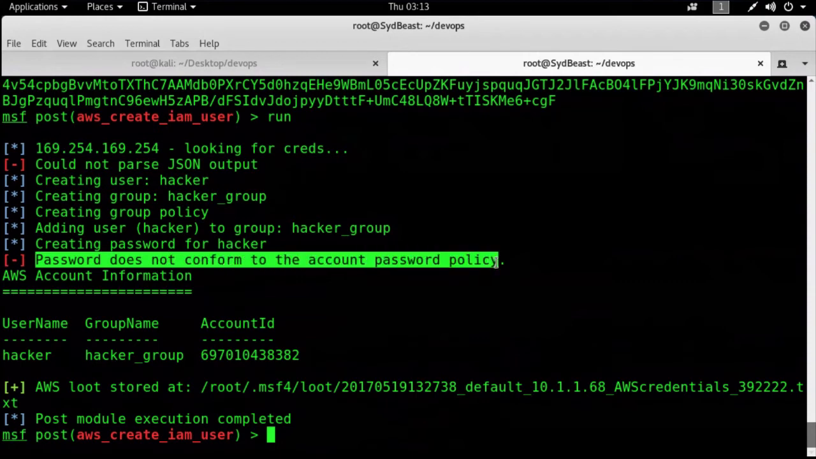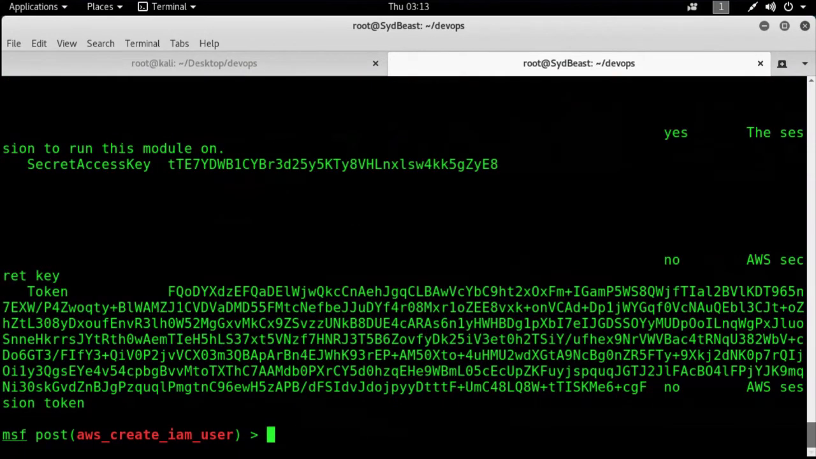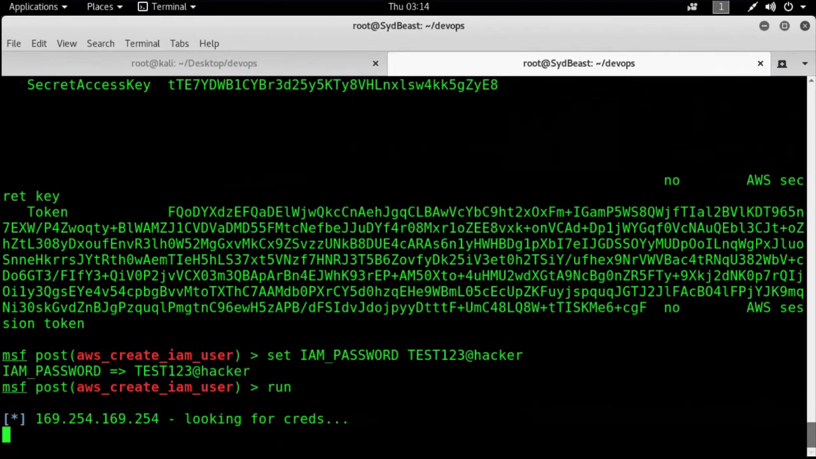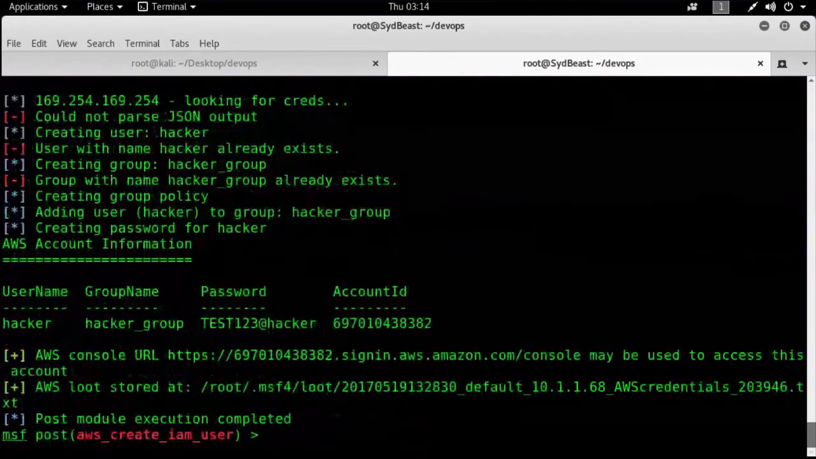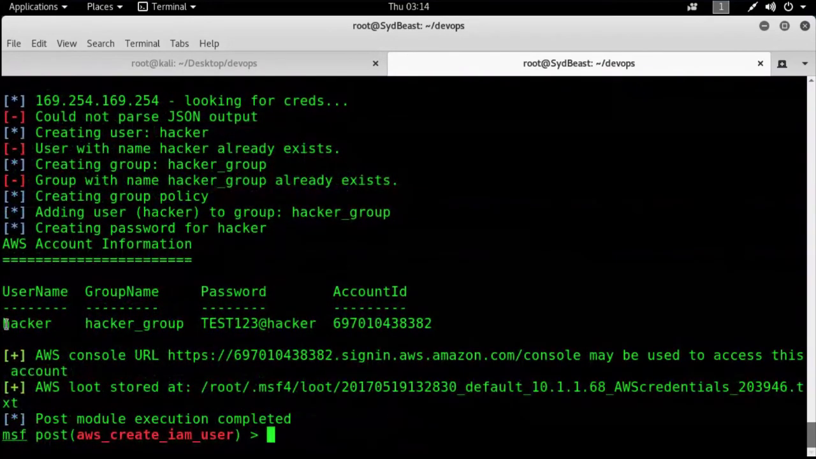This is a good example to show you that hackers don't always get it right the first time. In this case, the hacker does need to use a stronger password that's going to conform to the policy. So the hacker will now set the password to do that and try again. So we're using test123 at hacker now as the password, which should conform to the password policy, we hope. And we wait for the status, and yes, that has been successful.